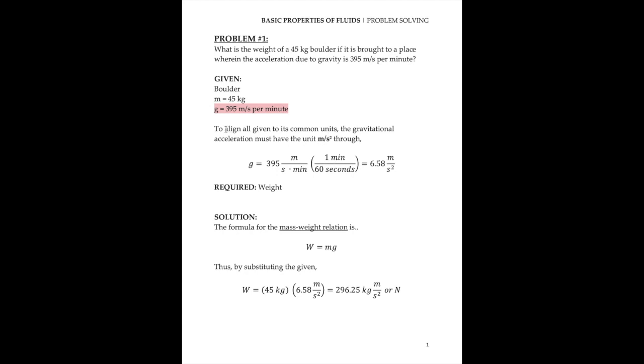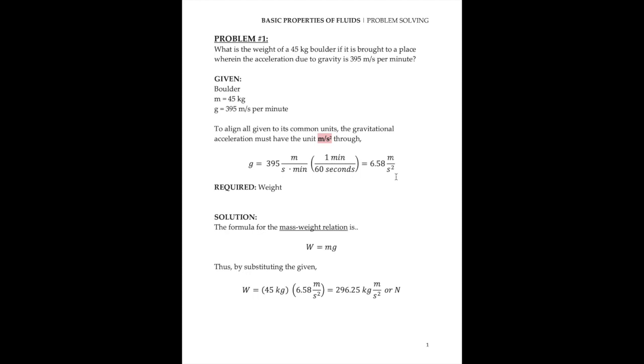As you can see on the screen, it is required to align all given quantities to their common unit. If you take a look at the given gravitational acceleration, it is not in its standard state because gravitational acceleration has a standard unit of meters per second squared. So to be able to arrive at meters per second squared, you have to multiply the given with its conversion factor, which is 1 minute over 60 seconds. And you will be arriving at a gravitational acceleration of 6.58 meters per second squared.